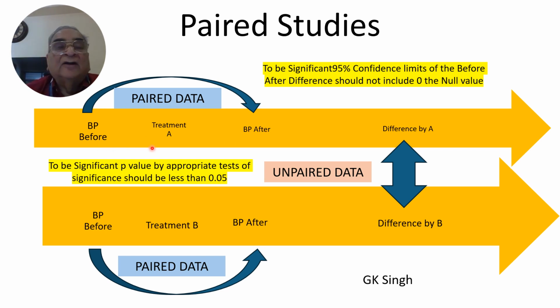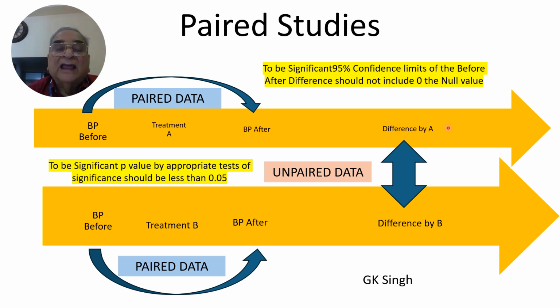Supposing we want to find out how much was the improvement, then we would find out the difference between the BP before and BP after. And if there is no difference, no improvement, then the null value should be 0. Therefore, over 30 or 40 cases, we find out what is the mean before-after difference. That gives us the magnitude of improvement.